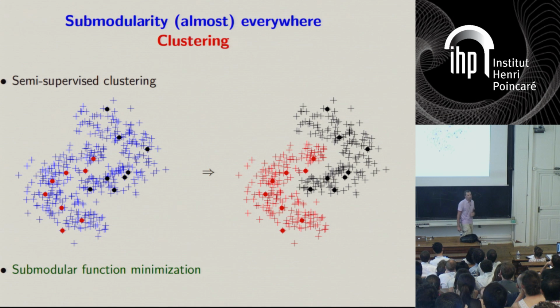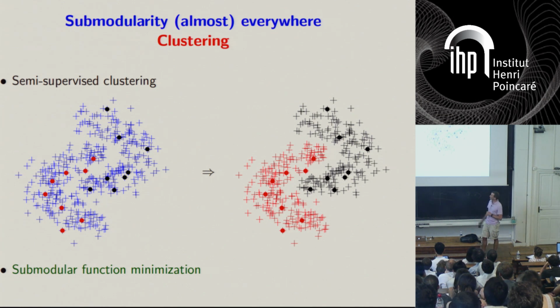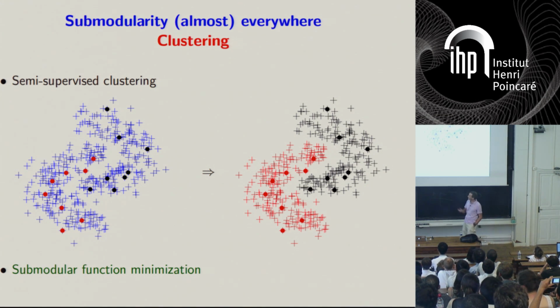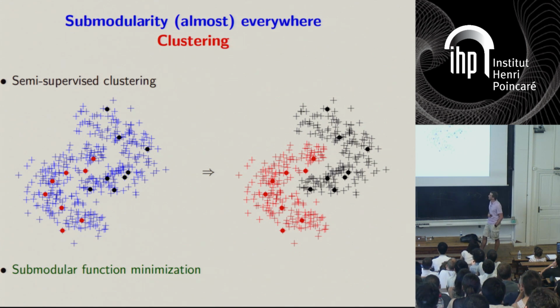Okay, so submodularity, whether you know it or not, you have already been using it quite a bit because it comes up in many places. Let's take clustering. You have data like this, in 2D, and you know that the red dot should be in one class, the black dot should be in a second class, and you want to classify the rest of the dots. This can be seen as an instance of submodular function minimization, and I will explain which function I mean by that in a moment. Whenever you do semi-supervised clustering, you're doing, in fact, submodular function minimization.